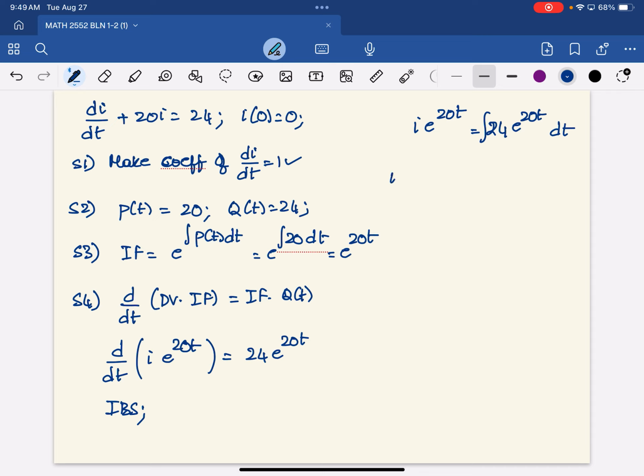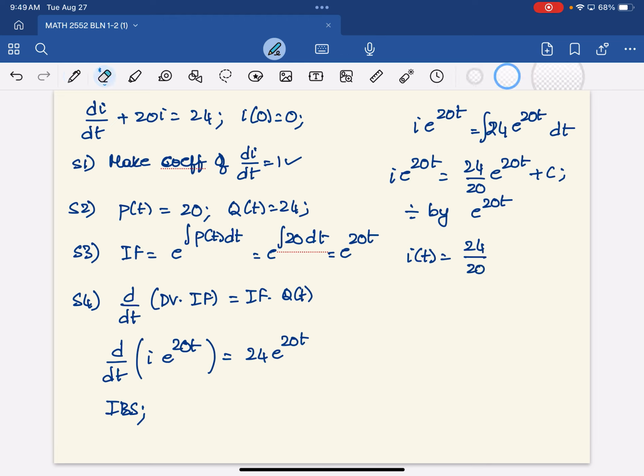So I get I times e to the 20t equals 24 over 20 e to the 20t plus c. Then I divide by e to the 20t on both sides. So I get I of t equals 24 over 20, plus c times e to the negative 20t. That is my current in the circuit at any given point of time t.